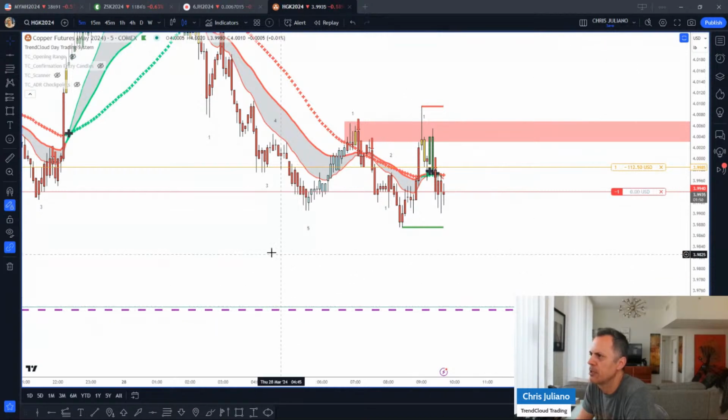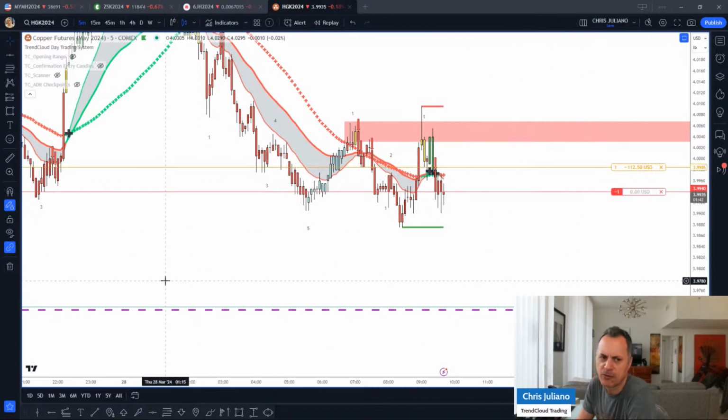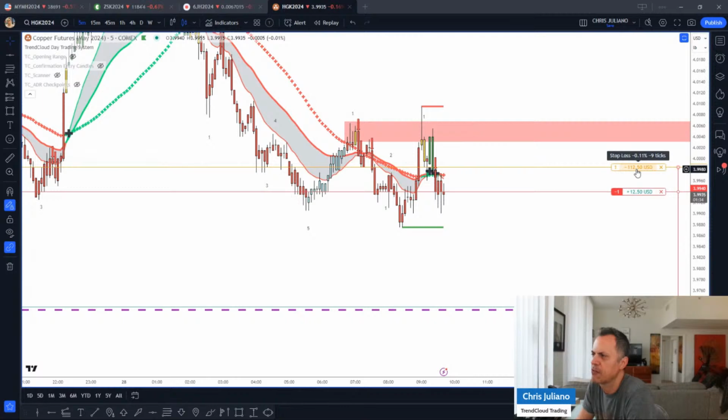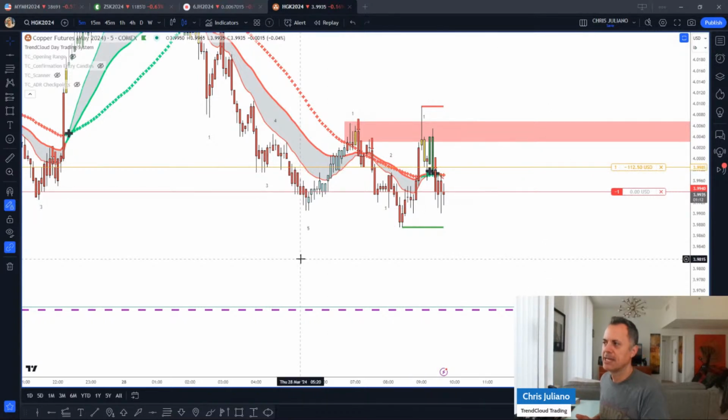Here's the ADR checkpoint. And now the question is, how much do we want to risk on this trade? As you know, we never go over 200. How far back should you put this? It doesn't really matter. It's either going to work or it's not going to work. You'll never know if this is going to pull back to here, to here. It has to work right now.